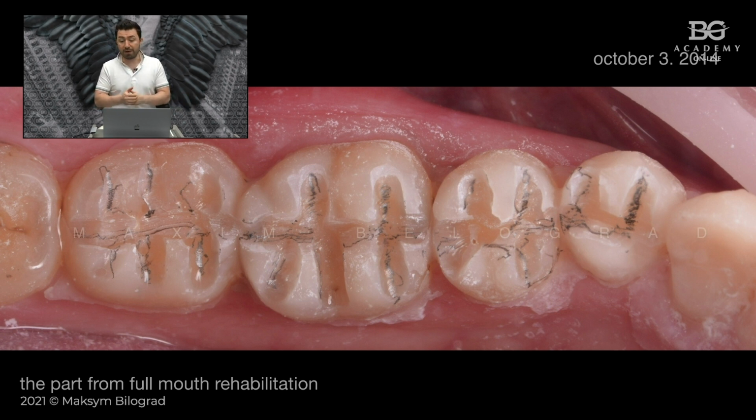And as far as we know, the minimum thickness of monolithic Emax for overlay preparations or tabletop preparations should be about 1 millimeter. So we take our depth cutting bur, which is 1 millimeter. We make these grooves in the mock-up. We take a pencil or marker, we mark these grooves, and together the mock-up and tooth structure will give us this 1 millimeter.